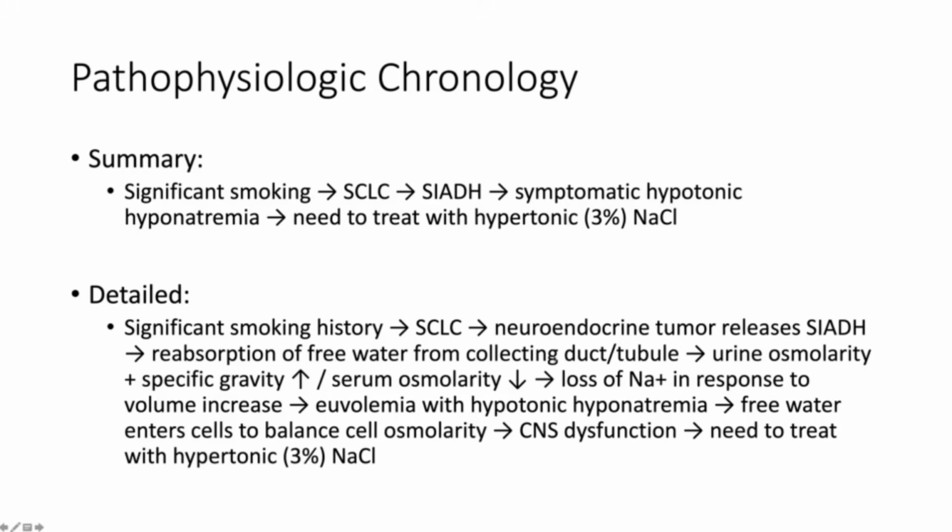That means you're going to reabsorb free water from the collecting tubule. So your urine osmolarity and specific gravity are going to be up, really up, and your serum osmolarity is going to be low. So you get hypotonic hyponatremia, from loss of sodium in response to the volume increase. Oh, I guess I did say that, it's from the ANP. Initially, you're hypervolemic because you have so much free water reabsorption, and you respond by releasing things like ANP or BNP, so you lose sodium in response. So you end up euvolemic, with hypotonic hyponatremia.